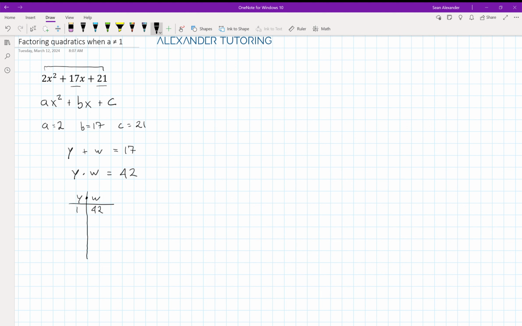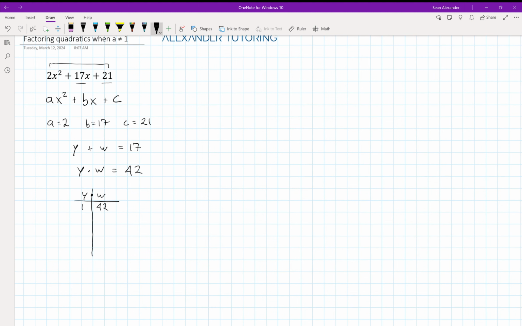So what I like to do next is click the 1 up to a 2. 2 times what is 42? Well, 21. And looking at 2 and 21, I can see there's no way I'm getting a 17 by adding or subtracting them, so that doesn't work. So I'm going to click the 2 up to a 3. 3 times what equals 42? The answer is 14. And now it should be pretty obvious that I can get a 17 by adding 14 and 3 together. So those are the magic numbers that add to the middle term, 17, and multiply to get the product of the a and c term, in this case 42.